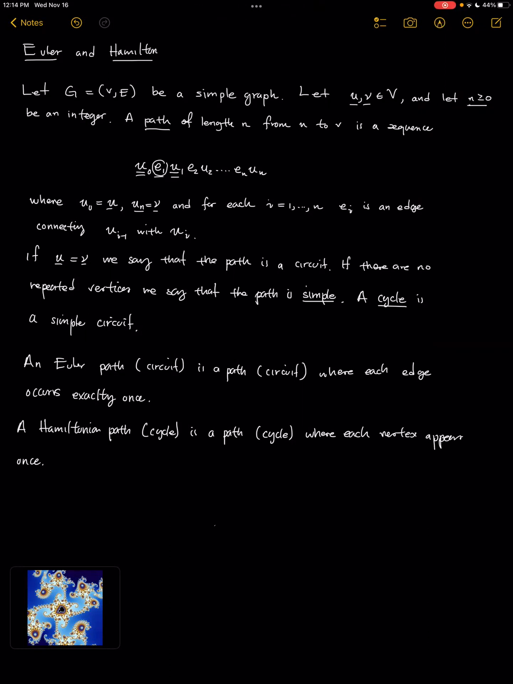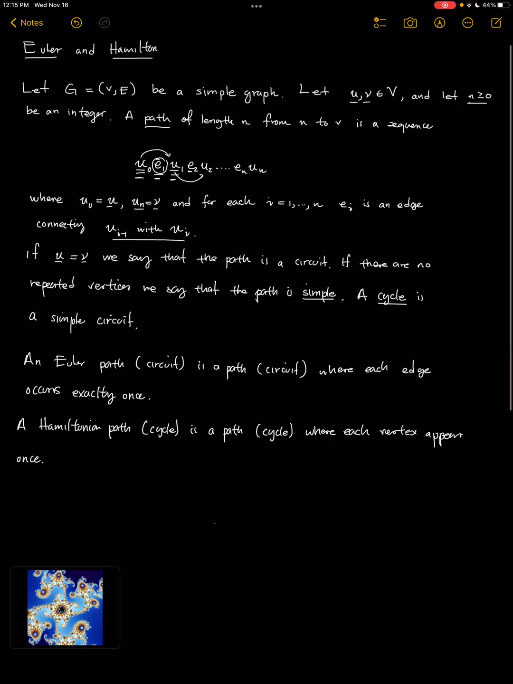A path of length n from U to V is a sequence of vertices and edges as indicated by these relations that we have here. So in the graph itself, I should have an edge joining U0 with U1, and I should have an edge joining U1 with U2 with this particular labeling, right? It might be different depending on the graph that you have.